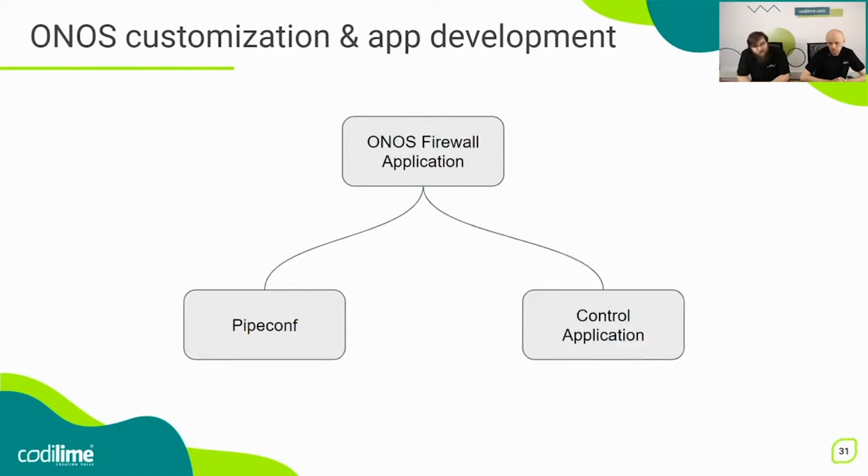We have discussed the structure of the pipeconf package. Now let's take a look at the control application, which is the control plane part of the firewall application. In ONOS, you can write an application which is pipeline aware, meaning that this application is dedicated for a given data plane.